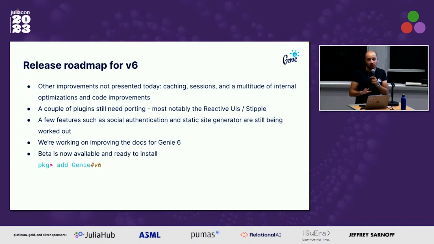And well, as of now, the Genie 6 package is in beta. You can install it from the Julia REPL by adding the V6 branch of Genie. And we expect to keep the development of this beta for the next few months and release the final version in September of this year.